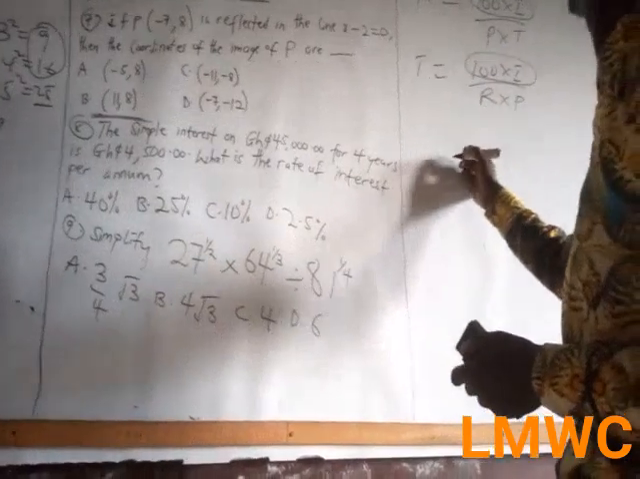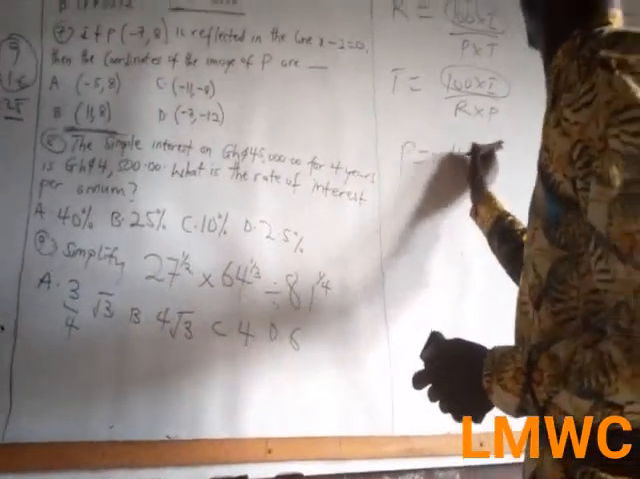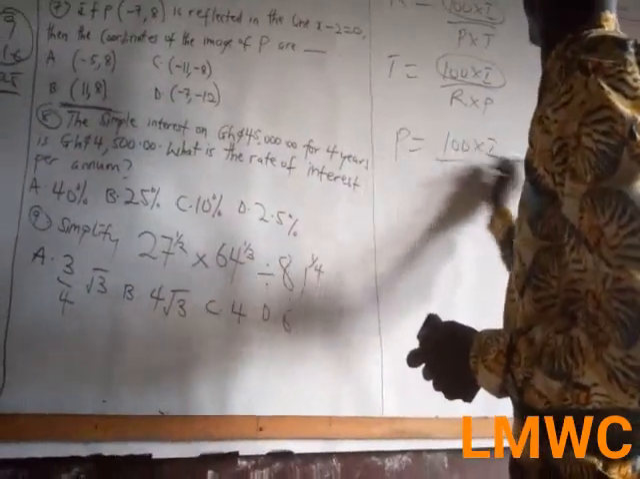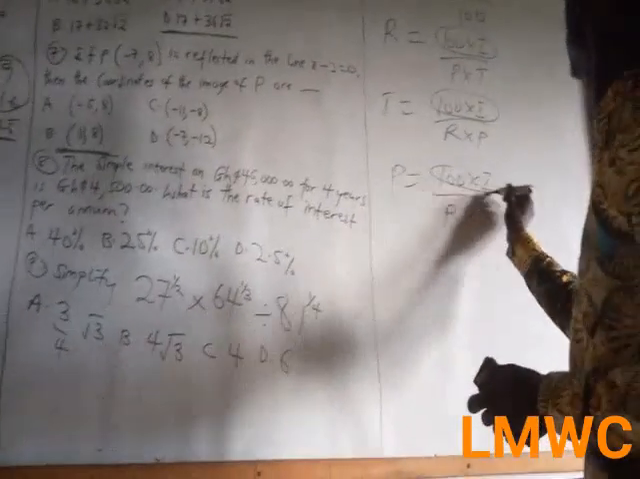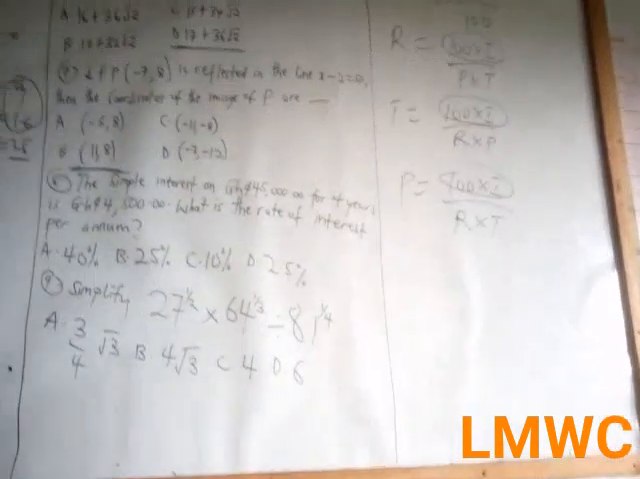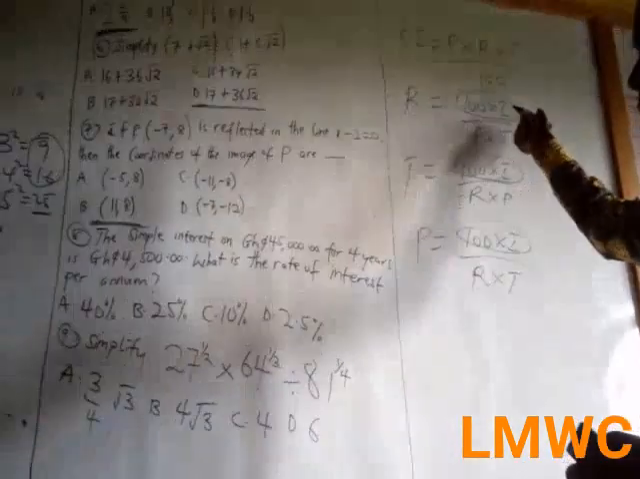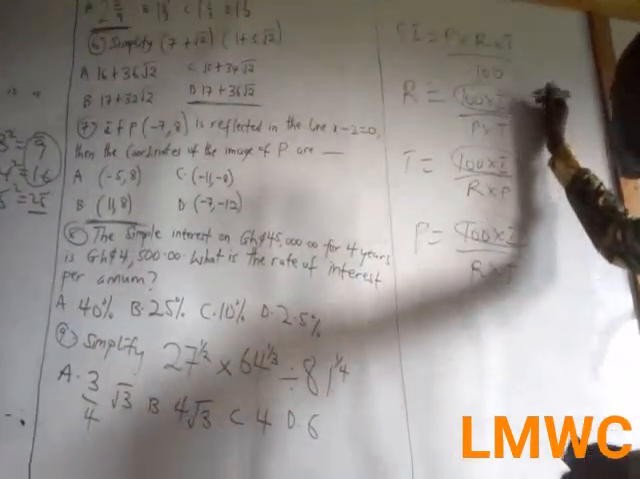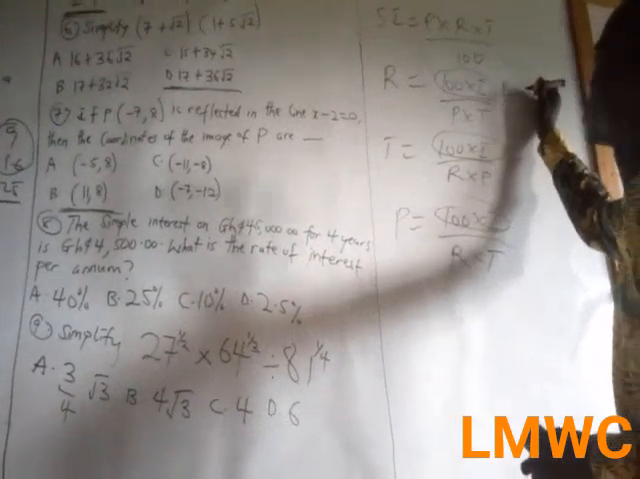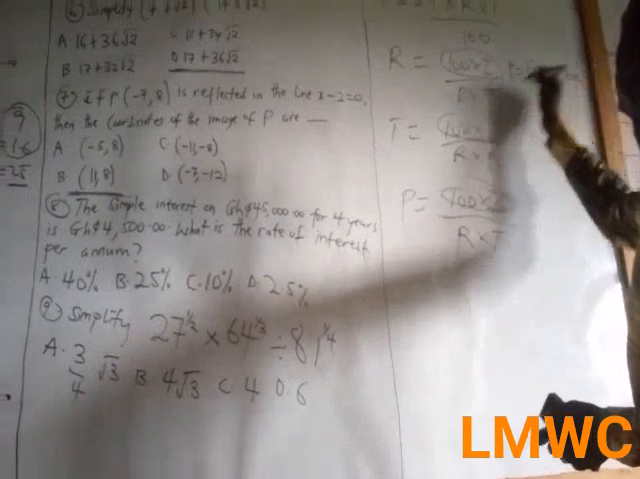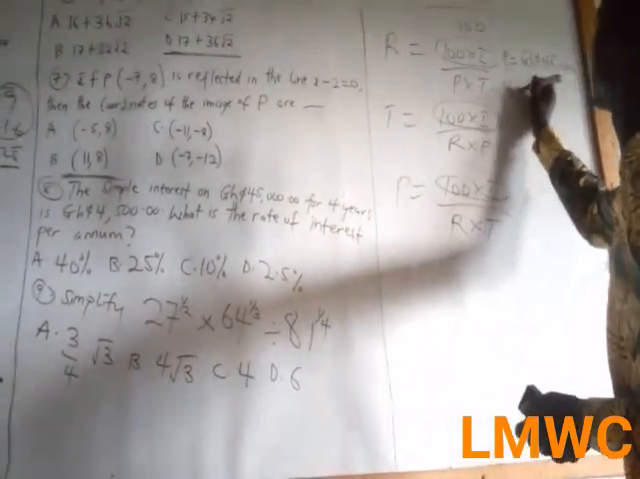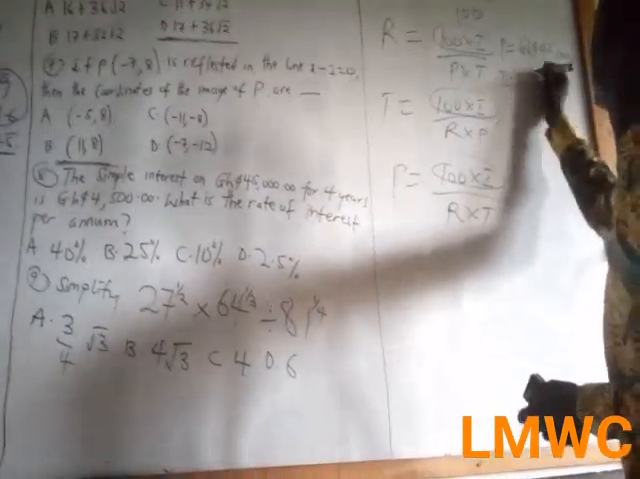Now let's find the principal. It becomes 100 times interest over rate times time. So you see it's running through this 100 times interest. You have been asked to find the rate. So we know our principal as Ghana cedi 45,000. And our interest is 4,500.